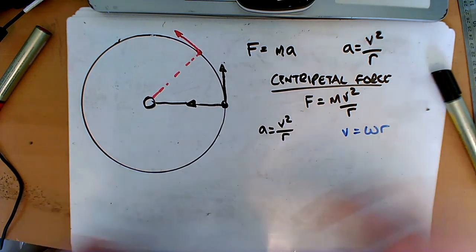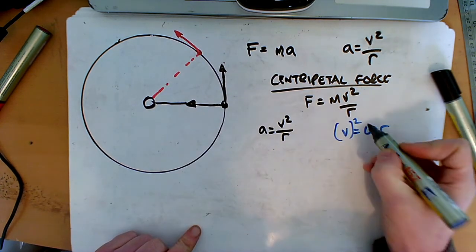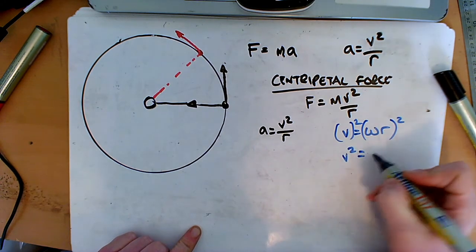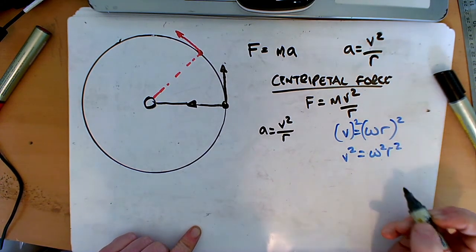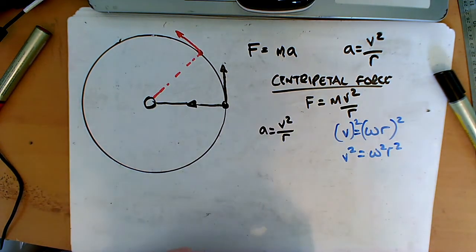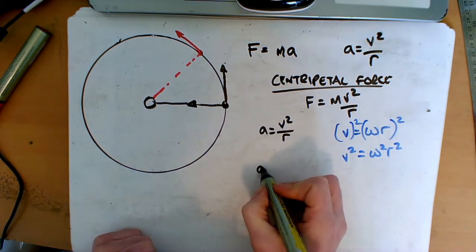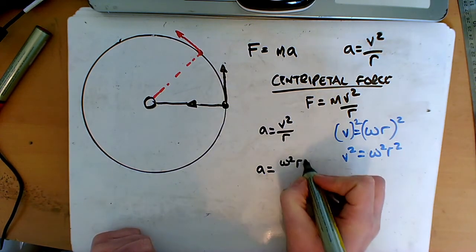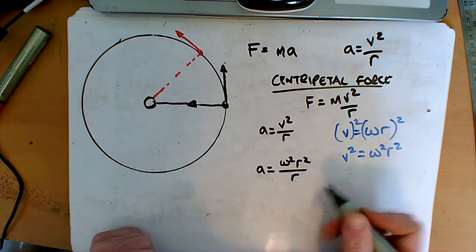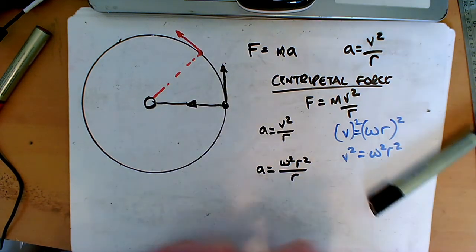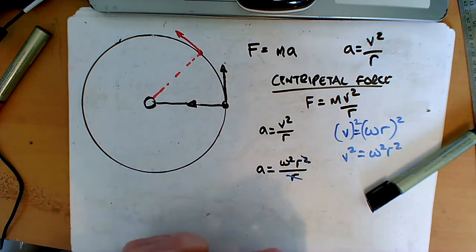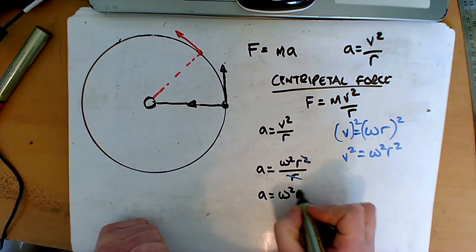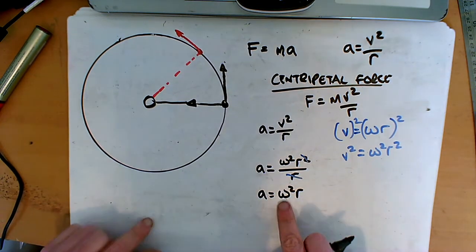And so we can do more to this. If we square both sides, and you don't need to know this derivation, then we have v squared is equal to omega squared r squared. Then we can insert this in here and get a different value. So now our acceleration could also equal, instead of v squared, omega squared r squared, still over r. So that'll cancel, and we're left with a is equal to omega squared r.